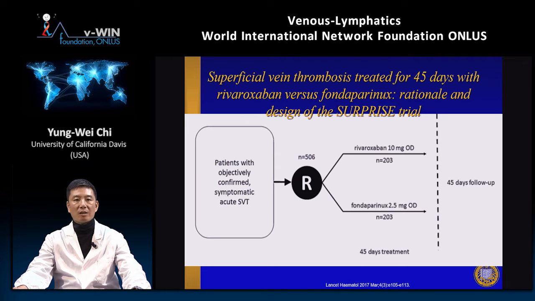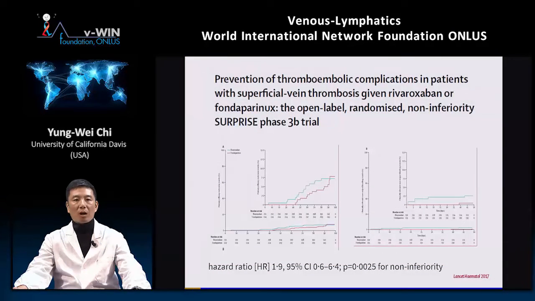Next came the SURPRISE trial, adopting a similar study design as the CALISTO trial. 506 patients were randomized in a 1-to-1 ratio to receive either 2.5 milligrams per day of fondaparinux or rivaroxaban 10 milligrams per day for 45 days, and the follow-up was for another 45 days, so a total of 90 days. The SURPRISE trial was designed as a non-inferiority trial. It concluded there was no difference between the fondaparinux and rivaroxaban groups in primary event rate, bleeding rate, or major adverse events. However, interestingly, after 45 days of treatment, the primary event rate crept up, which may suggest a need for a longer period of treatment.